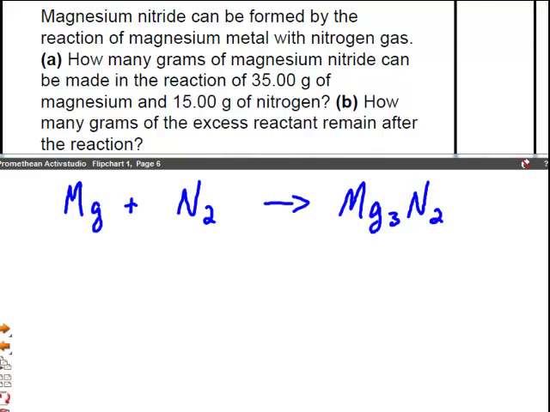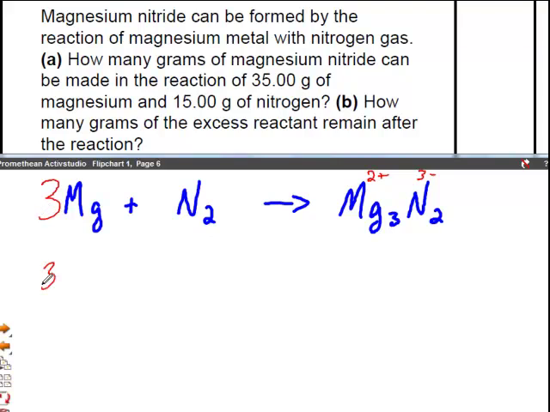Again, the magnesium nitride is coming from the positive 2 charge on the magnesium going to the nitrogen, and the nitrogen with the negative 3 charge, the 3 going to the magnesium. And then to balance this, all we actually need is a 3 in front of the first magnesium. So now we have it balanced. Let's look at the problem.